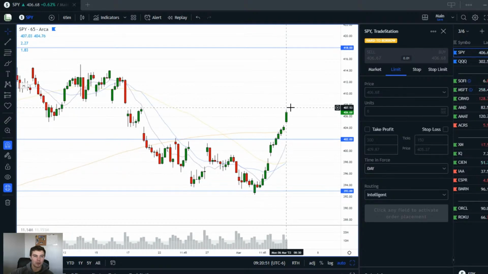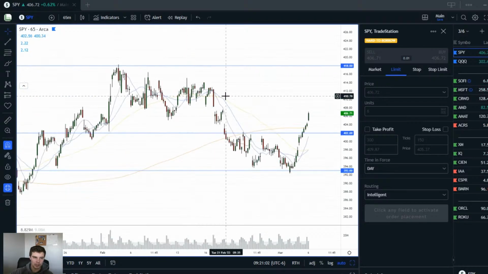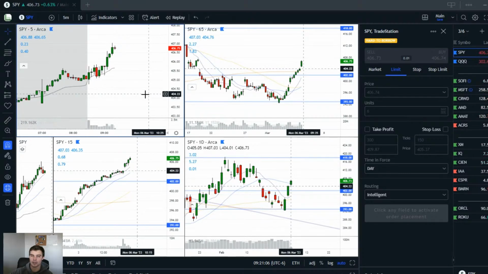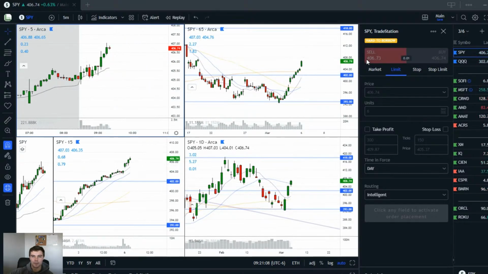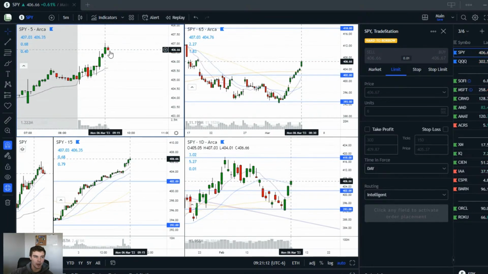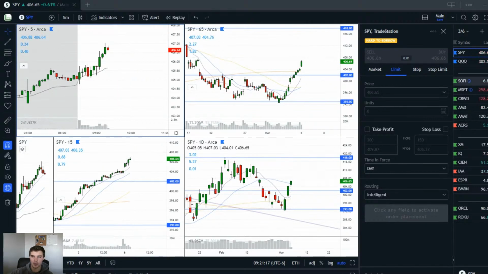Now we're getting into a little bit of resistance as well. 408 is a definite area of resistance. It really starts at 407.50, 407. So we're getting into some junk. Could see a pullback on the SPY and the QQQ. Would not be a surprise at all. Honestly, a healthy pullback right now would be kind of nice. Pull back, maybe retest the 406, and then continue to go higher.